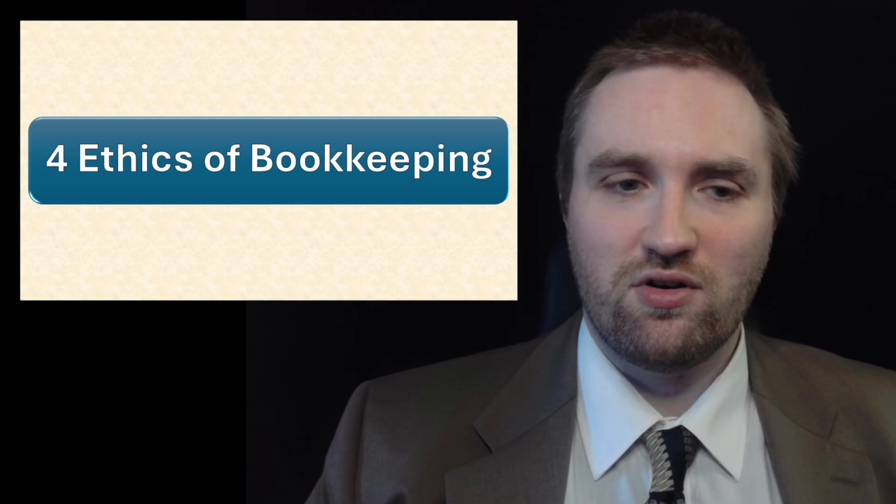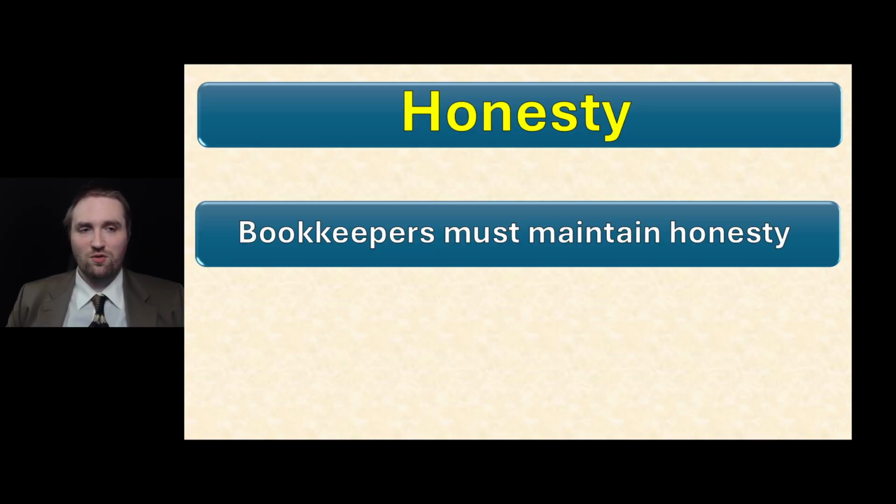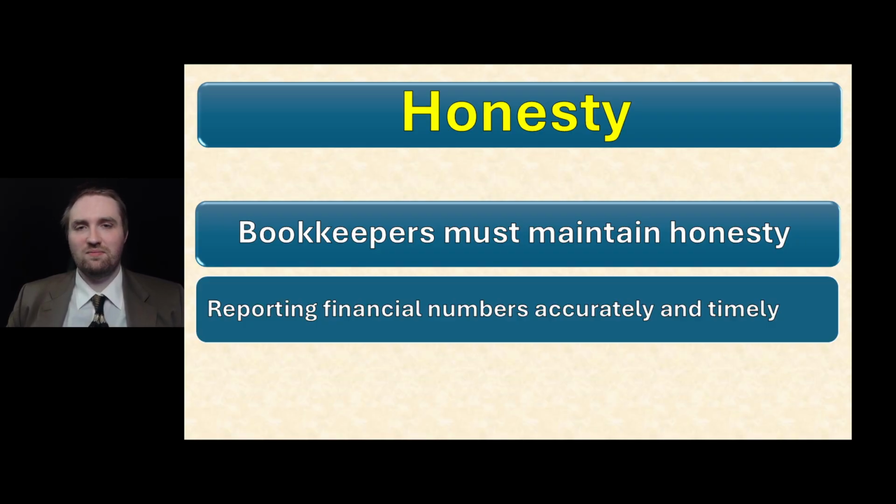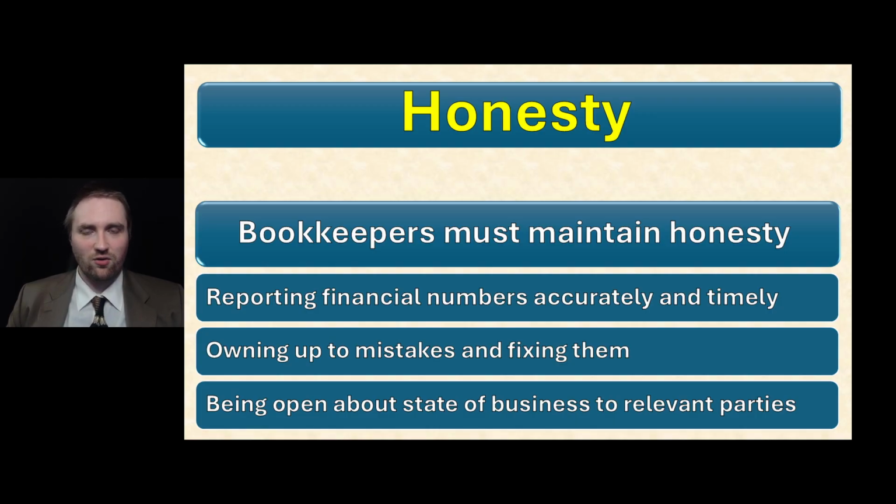In no particular order, these are ethic number 1, honesty. Bookkeepers must always be honest in their work. This one's pretty straightforward, but it means things like reporting numbers correctly, not concealing information, and owning up to any mistakes. For example, let's say you accidentally turned a $10 transaction into a $100 transaction. Honesty would be saying, whoops, I accidentally added a 0, and then removing the 0 and correcting your mistake.